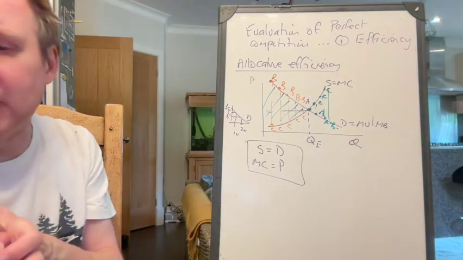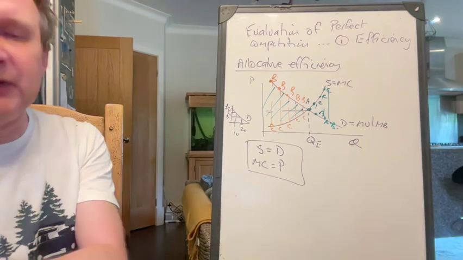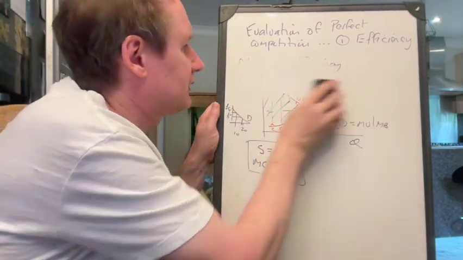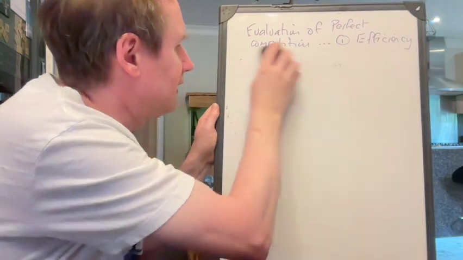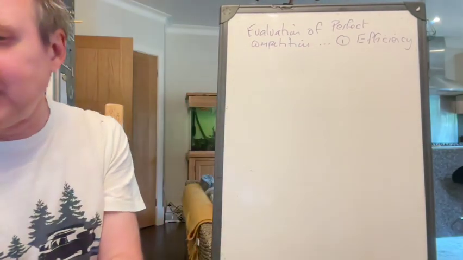So what other types of efficiency are there? The second type of efficiency is productive efficiency.